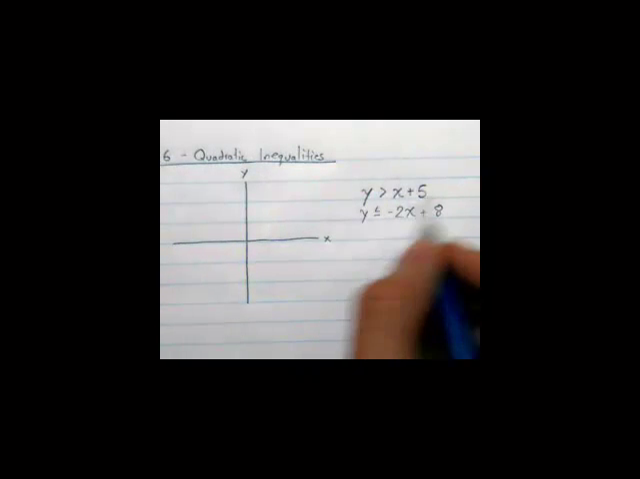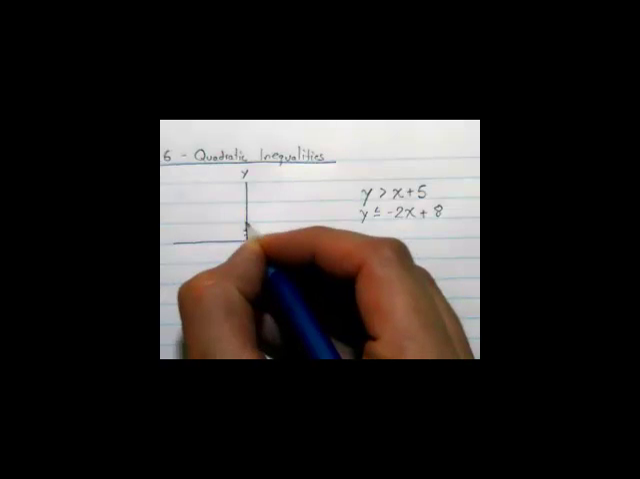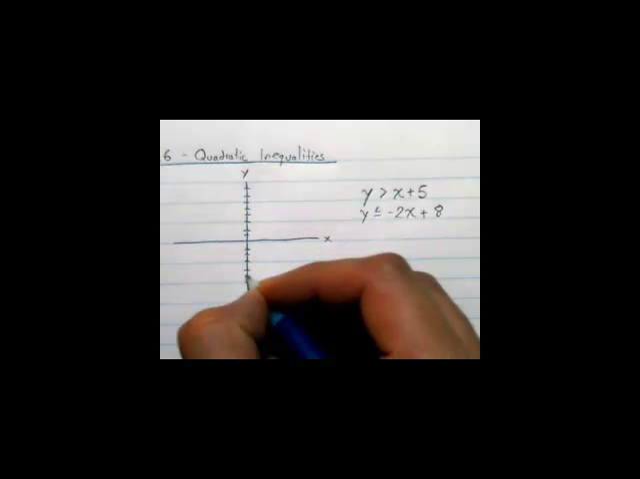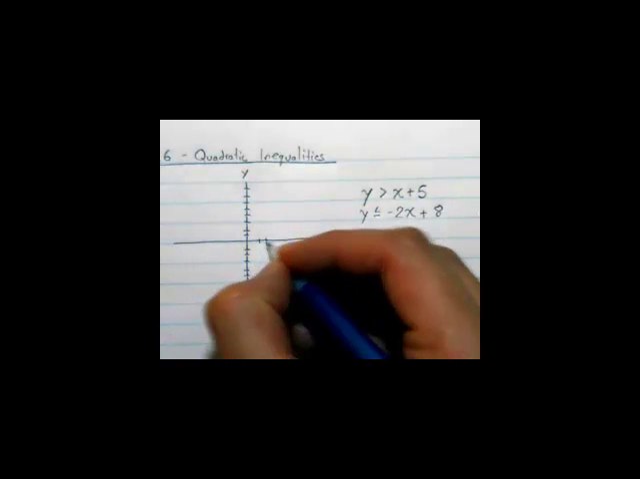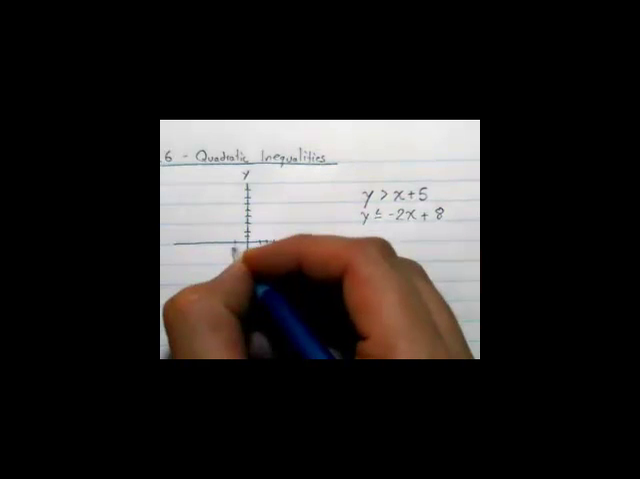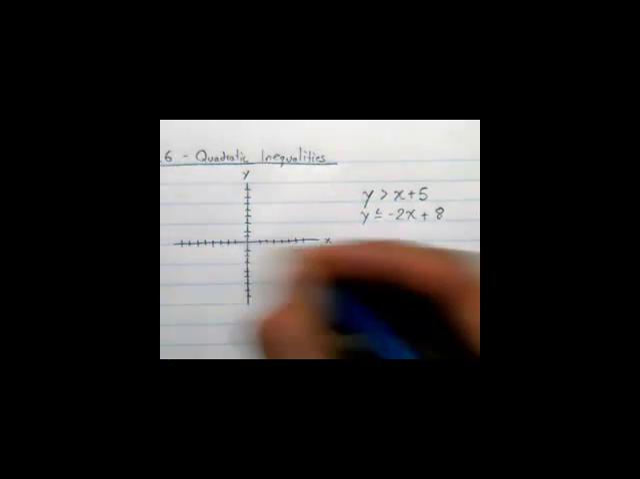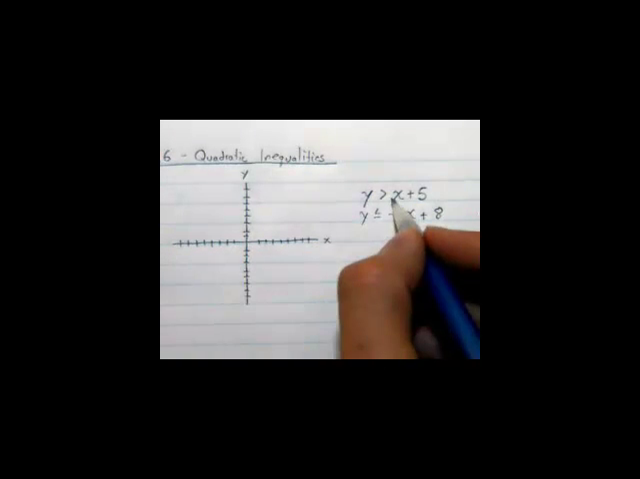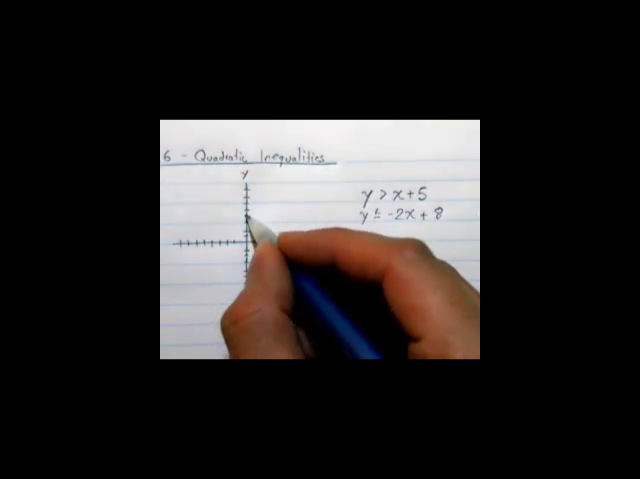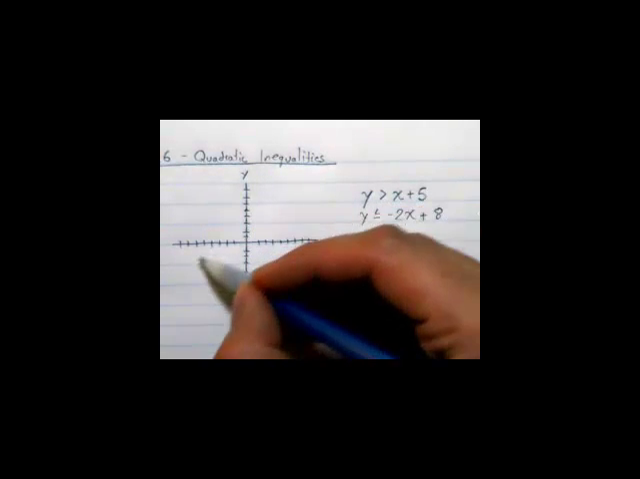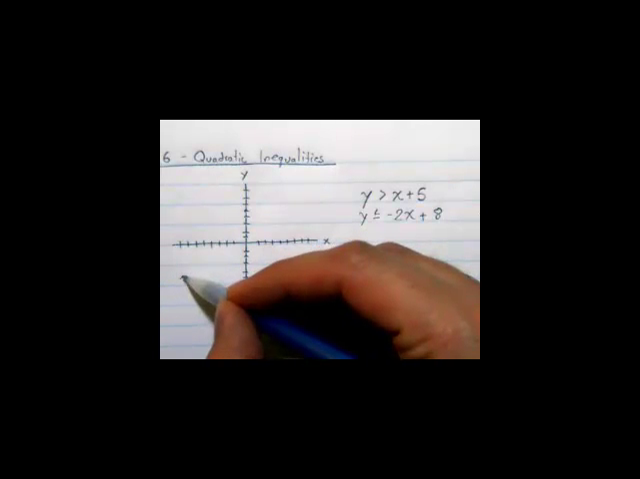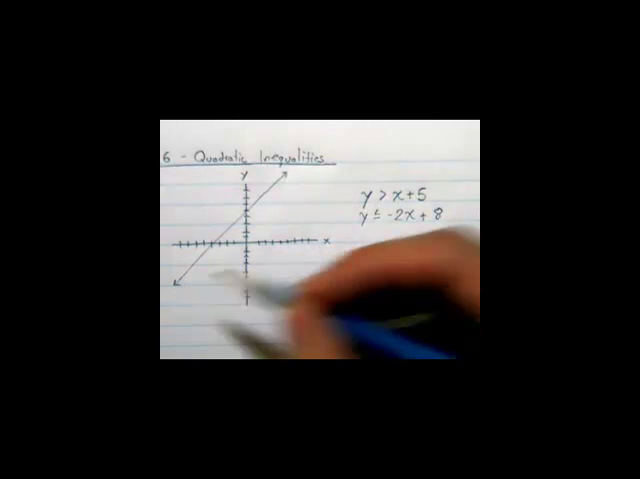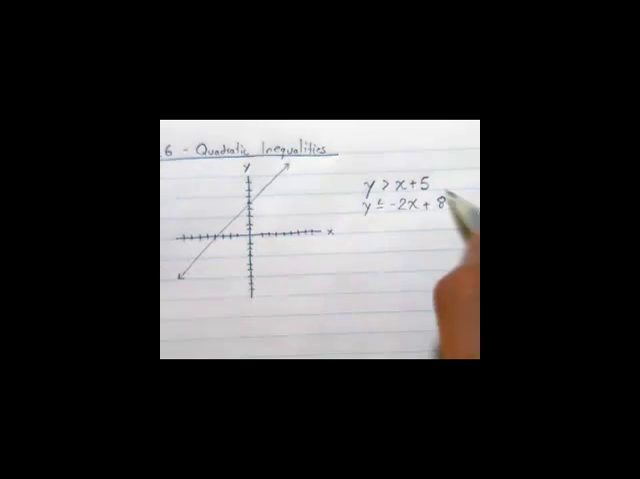All right, so the first equation has a slope of 1. It has a y-intercept of 5, so I'm just going to put some tick marks on here so I can count up and down. Same thing for x. I'm just assuming each one of these is 1, okay? So x plus 5. So slope of 1, y-intercept of 5. So 1, 2, 3, 4, 5. And then a slope of 1 is going to make it look something kind of like this. That's the first one.